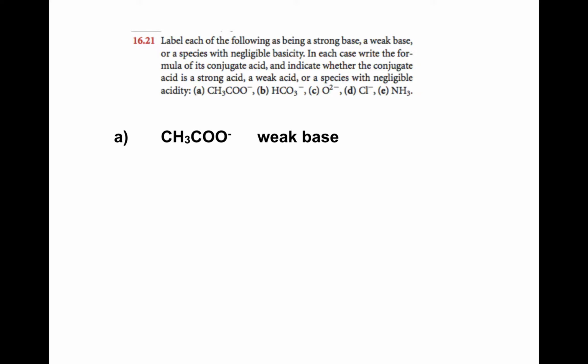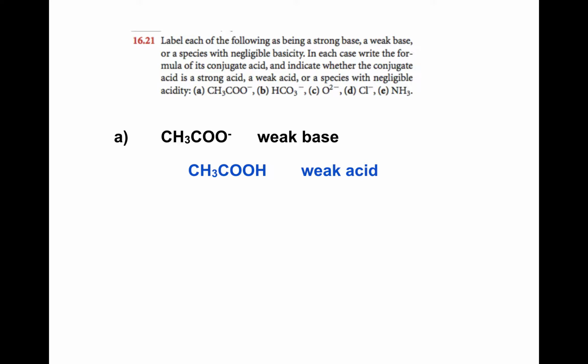Acetate is a weak base. Therefore, its conjugate acid, acetic acid, is a weak acid. So if you are a weak base, you're something that doesn't take an H very strongly. It means you're going to make something that will give up an H in a significant way, I should say. It's a significant acid.